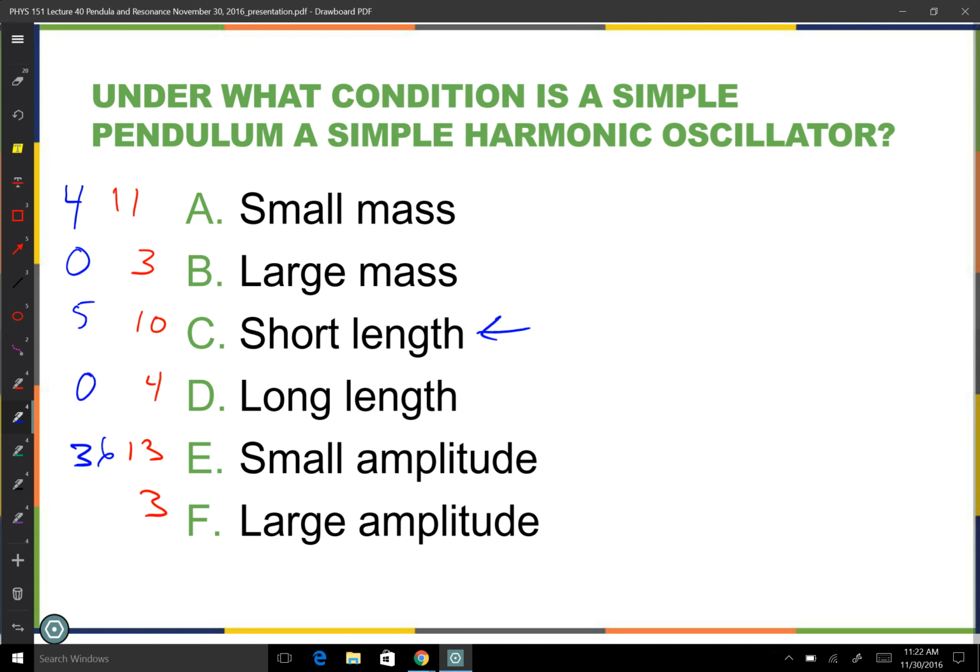My reasoning was that I thought I'd have a quicker restoring force because you'd come back to the center quicker. Okay. And what she said is true. If you have a short length, it will come back to the center quick. But that was not the condition where it fit to being a simple harmonic oscillator.